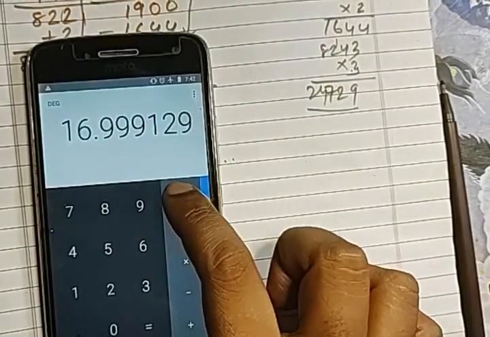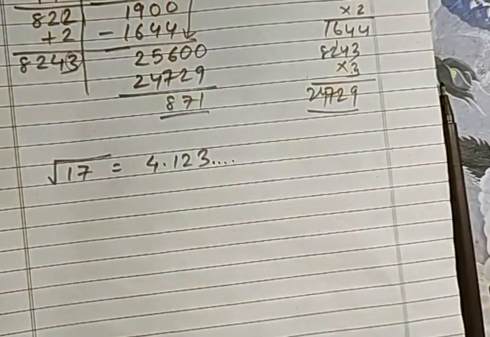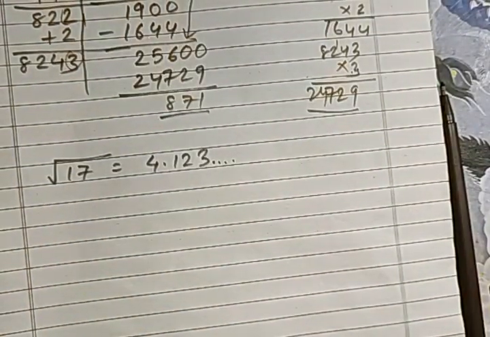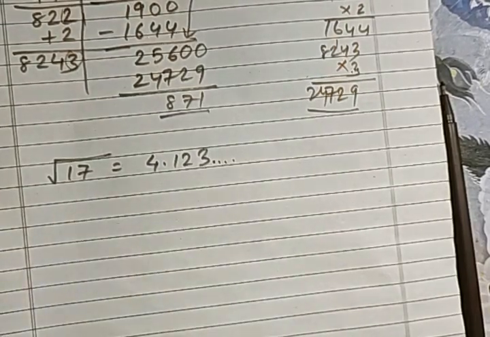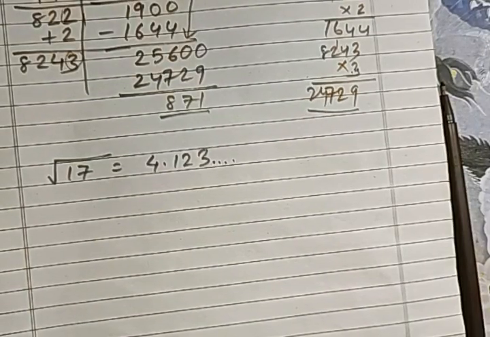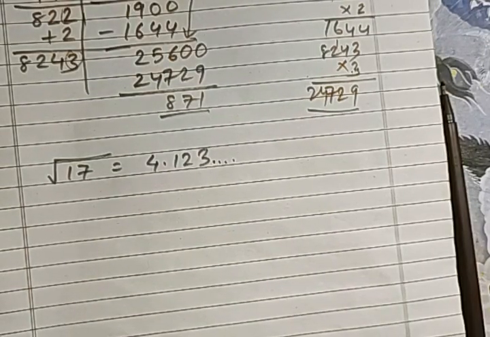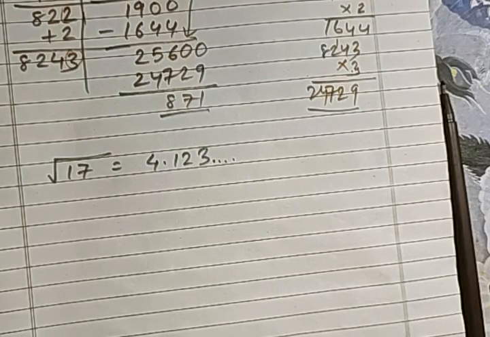So in this way you can find the values for a number which is not a perfect square, like this 17. I think till here it is clear to you. The other things we will study in the next class. Thank you.